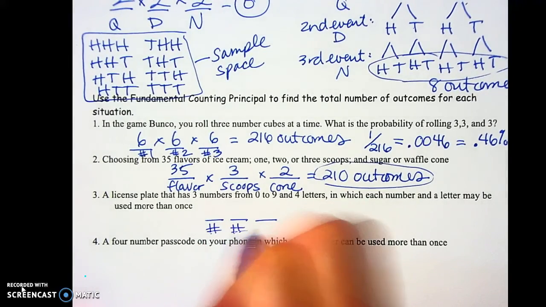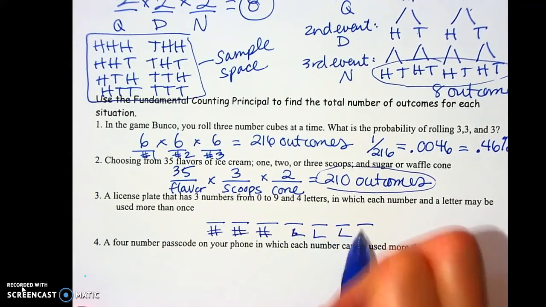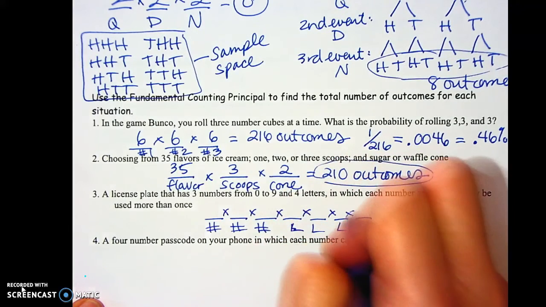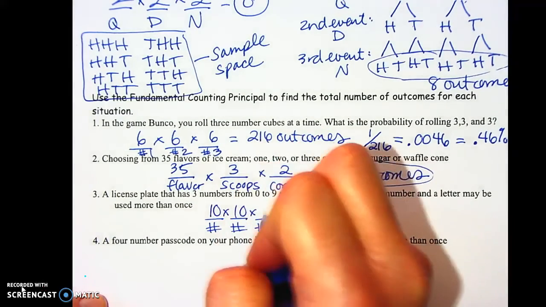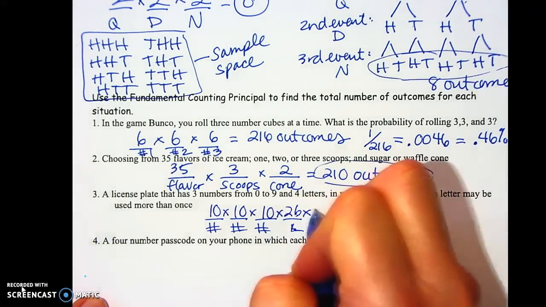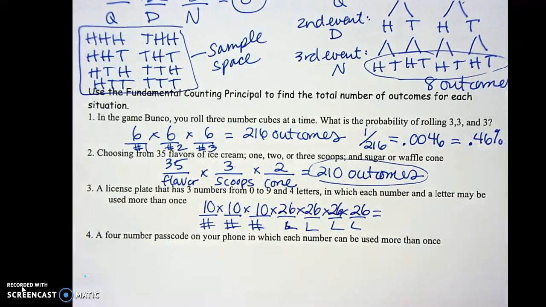First 3 events, number, number, number. Then letter, letter, letter. How many numbers are there from 0 to 9? It's not 9, but it's 10. And each number can repeat. So we've got 10 numbers times 10 numbers times 10 numbers. And there are 26 letters in the alphabet. And these can be used, again, more than once. Keep in mind, as you multiply out this ginormous number, that this isn't even reality, because in California we have all these symbols, hands and hearts and things like that you can put on your license plate. You can also have blank spaces.